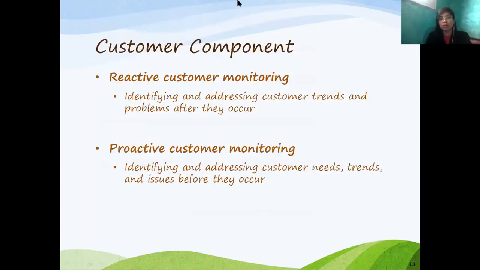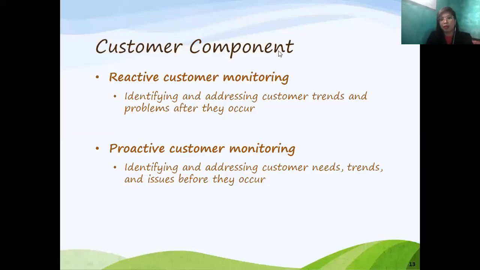Okay, for the customer component, we have different kinds of customer monitoring: reactive and proactive customer monitoring. Reactive customer monitoring is the identification and addressing of customer trends and problems after they occur. Okay? And proactive customer monitoring is identifying and addressing customer needs, trends, and issues before they occur.